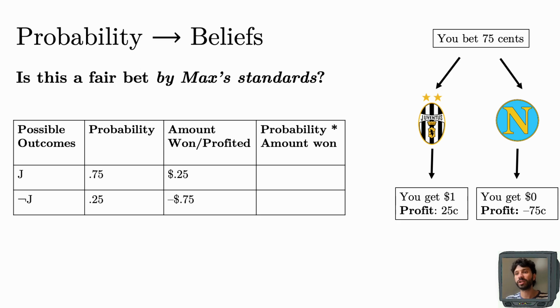So now let's multiply, for each possible outcome, the probability assigned to that outcome and the amount won or profited. If Juventus wins, that is 0.1875. Just plug it in the calculator. And if they lose, then the amount won times the probability is minus 0.1875. So if you add these two together, the sum is equal to 0. And remember, a fair bet by your own standards is one in which the expected value of that gamble or of that game is 0. So is this a fair bet by Max's standards? Yes, it is, because the expected value is 0.